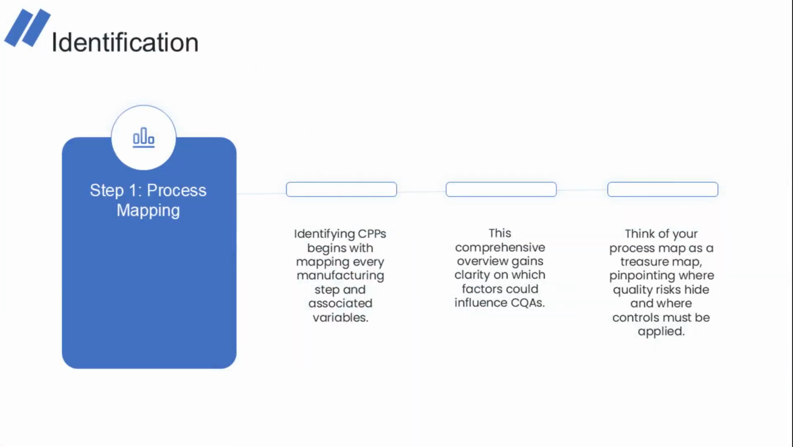Identifying critical process parameters, CPPs, begins by mapping out every step of the manufacturing process and documenting all the variables involved. This thorough overview makes it easier to see which factors could directly influence critical quality attributes, CQAs. Think of your process map as a treasure map. It reveals where potential quality risks are hiding and clearly marks the spots where controls must be applied to ensure that every product is consistent, safe, and effective. By taking this systematic approach, manufacturers can focus their attention where it matters most, preventing problems before they occur.